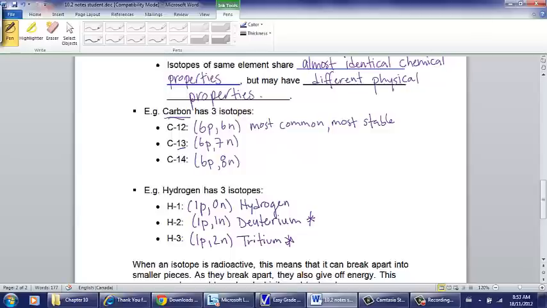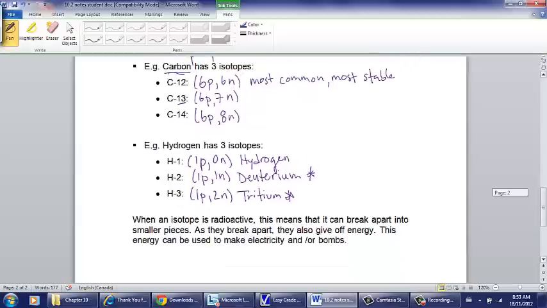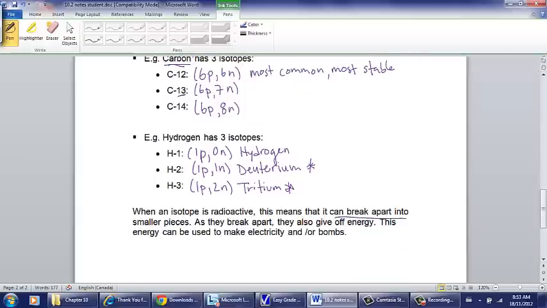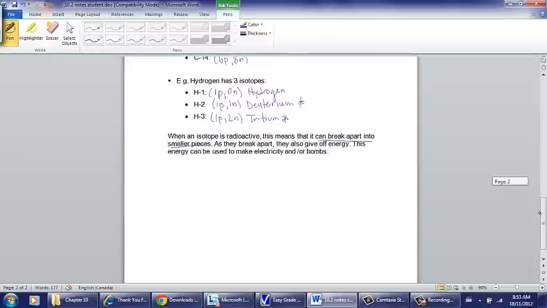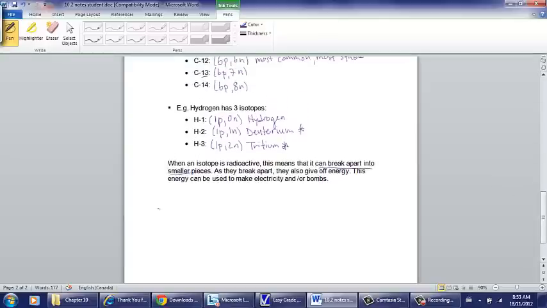When an isotope is radioactive, this means that it can break apart into smaller pieces, and that's what we're going to be looking at in this chapter. And as they break apart, they also give us energy. What I'd like you to do, and I don't have it here on this sheet, but on yours, there's some isotope practice. So do the isotope practice, filling in the tables. We will begin next class by looking at those and continuing on.